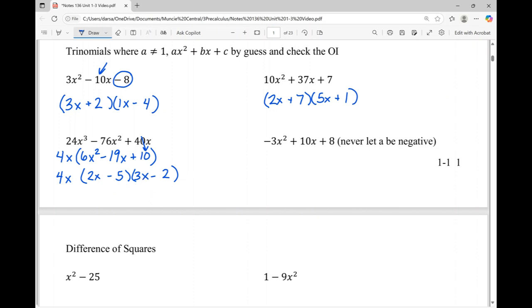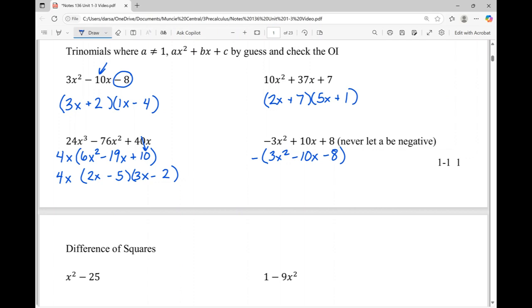Last little tip, this came up earlier. Never, ever do we want a negative on the front when we're trying to factor. Whenever you have a negative on the front and you're trying to factor, the first thing you want to do is take out that negative. So we're going to just factor out a negative, which means we're dividing all of our terms by a negative. Remember, factoring is dividing. So negative 3x squared divided by a negative becomes positive 3x squared. Positive 10x becomes negative 10x, and positive 8 becomes negative 8.